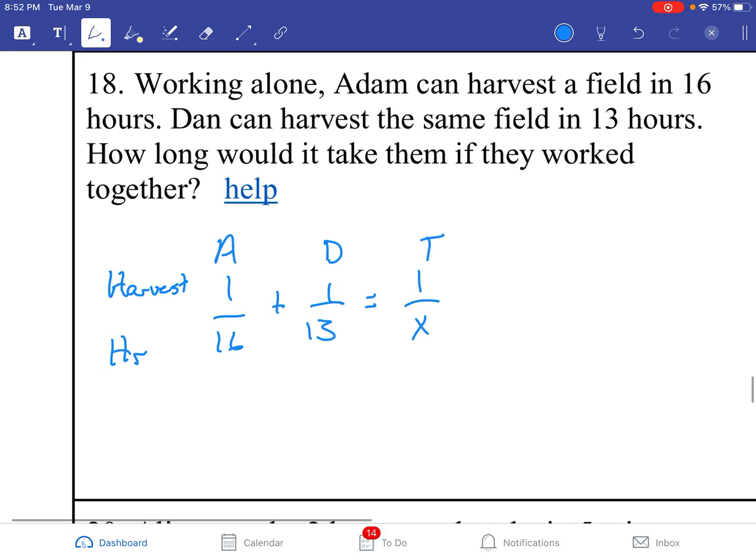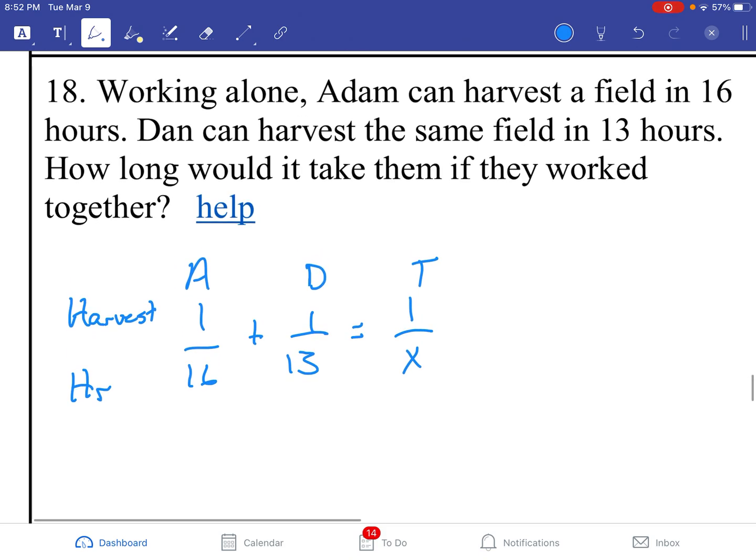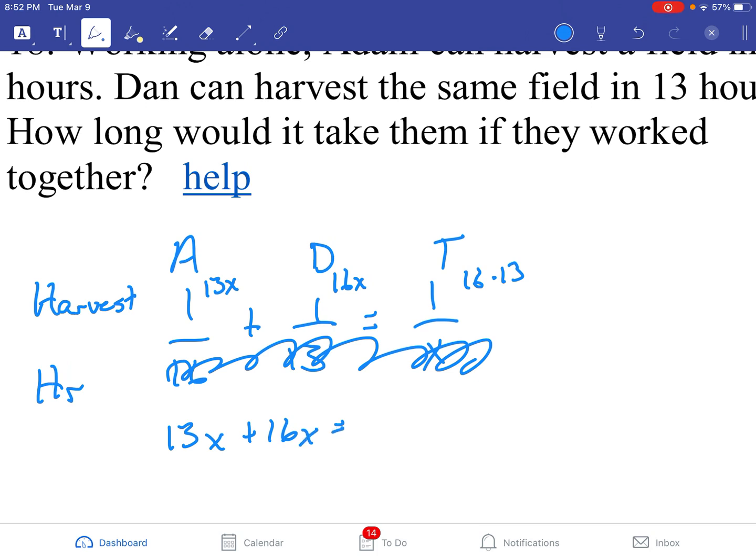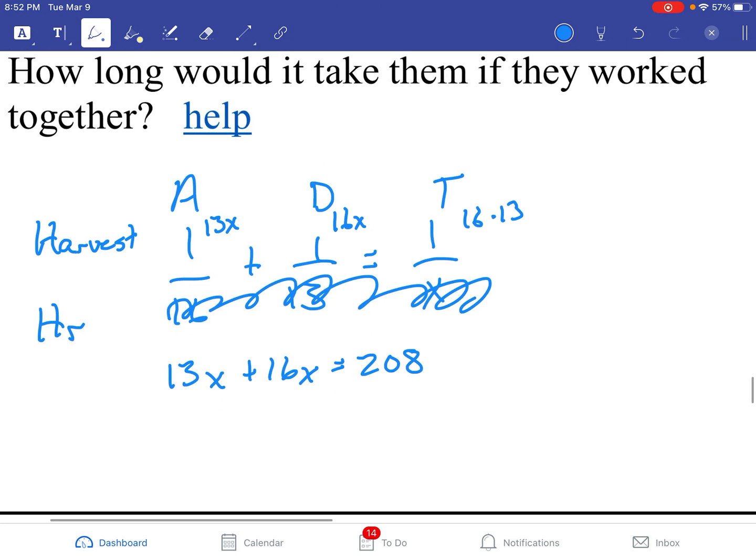So just like our rational equations from before, we've got to find out what's missing. The 16 is missing the 13 and the x. The 13 is missing the 16 and the x. And the x is missing both the 16 and the 13. Since we've multiplied by what's missing on the top, we can get rid of the denominators. So we have 13x plus 16x equals whatever 13 times 16 is, 208. So 13 plus 16 is 29x equals 208. 208 divided by 29 will be 7.17 hours.